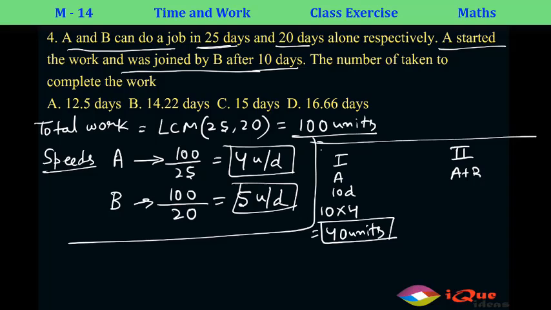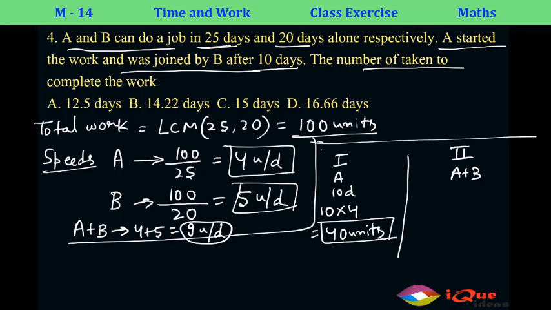So let's say in the second part, after 10 days, B has joined. Now what is the combined speed of A and B? From here you can see the combined speed of A and B will be 4 plus 5, which is 9 units per day. So the combined speed of A and B is 9 units per day. Now the question says the number of days taken to complete the work.